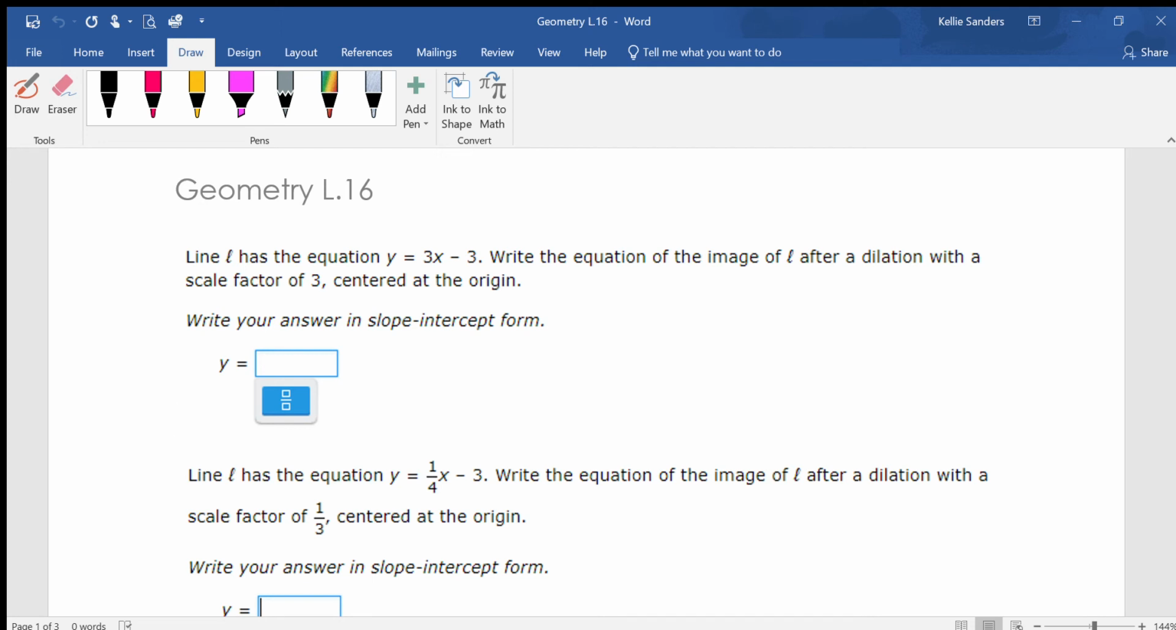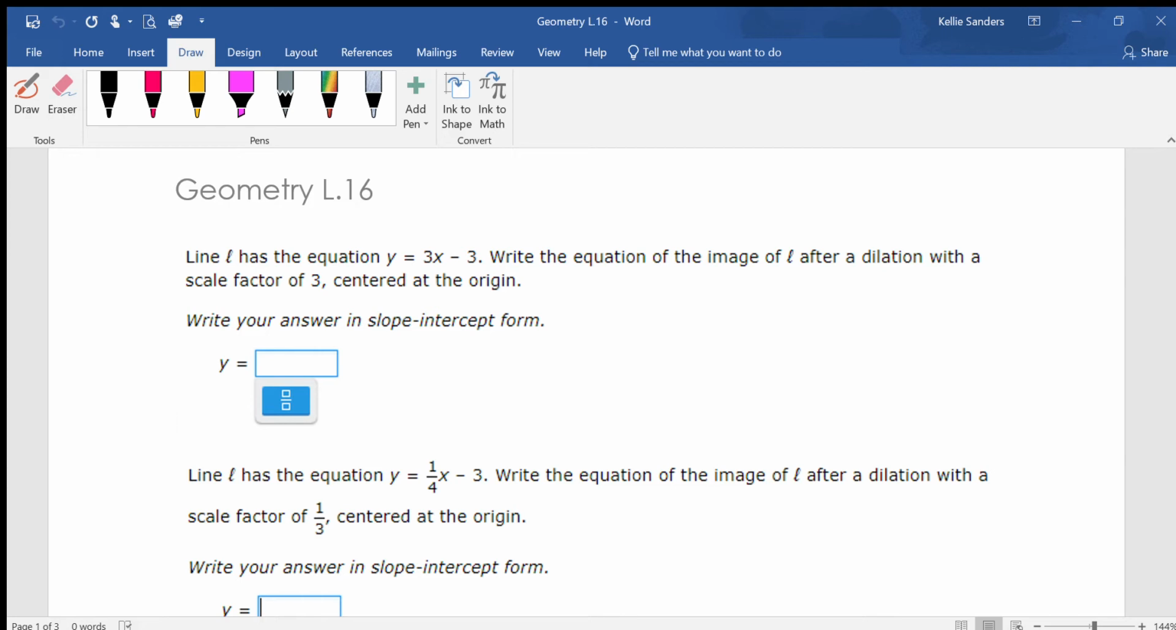Okay, last one, L16. Line L has the equation y equals 3x minus 3. Write the equation of the line of the image of L after dilation with a scale factor of 3 centered at the origin. I could go into a big long explanation about this, but you really don't care about it, okay?